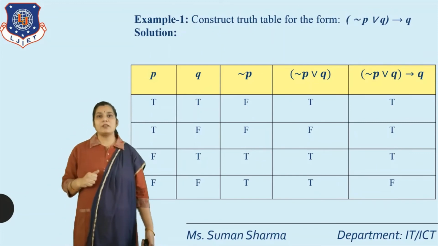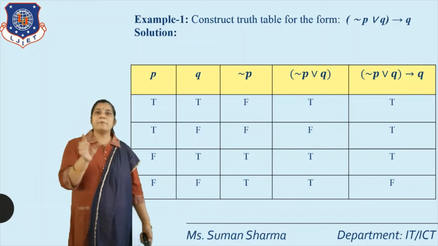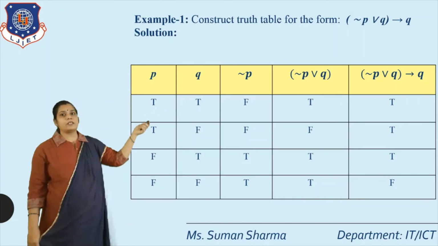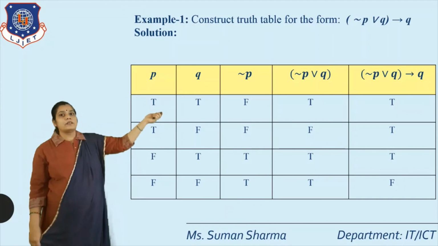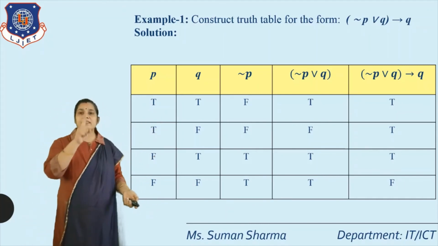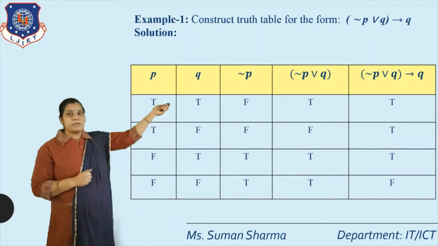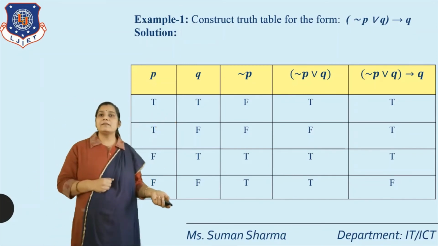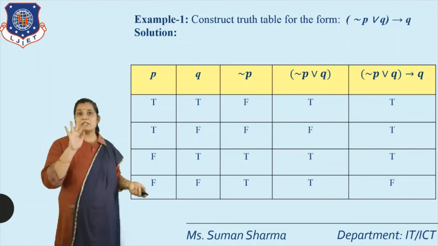Construct the truth table for the form negation P disjunction Q in the bracket implies Q. First we mark the column of P and the column of Q. So P: T T F F, and Q: T F T F. Next, according to your question, we have negation P. So negation P is F F T T. Then negation P disjunction Q: in the disjunction, only FF is equal to F.